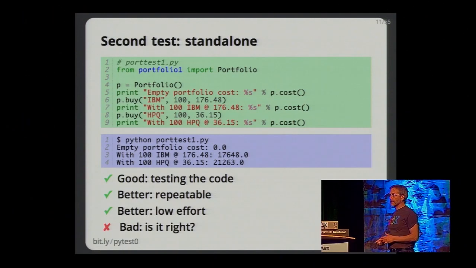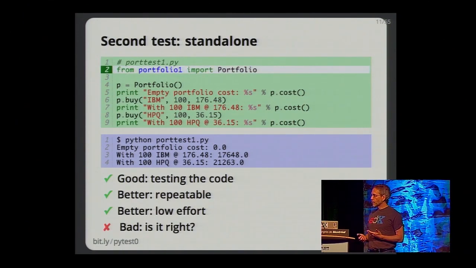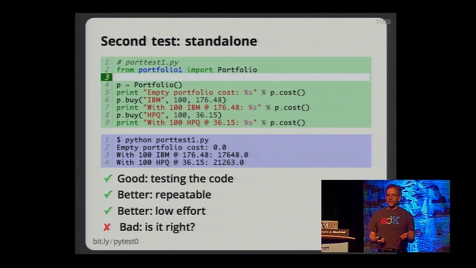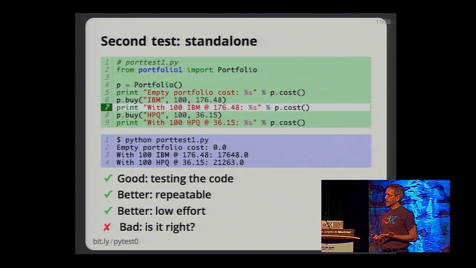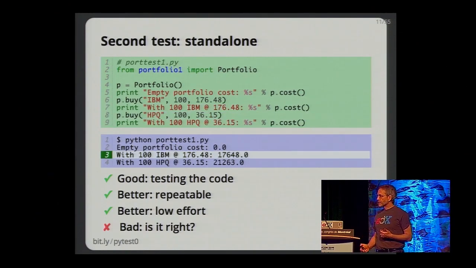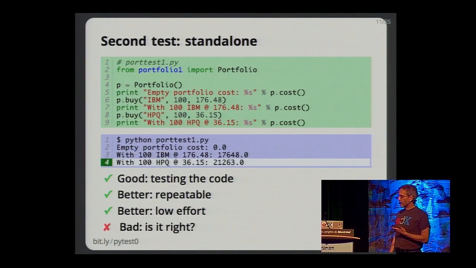The second test, we'll write a Python file, and we'll import our portfolio class, and we'll basically do the exact same things we just did in the interactive interpreter. We'll print out what the cost is of the empty portfolio, and then after we buy 100 shares of IBM. And that's good, and we can see that the price has gone up for the IBM stock, and then after we buy the HP stock, it goes up. So that's good. We're testing the code. It's now repeatable. We can run that Python file anytime we like. It's very low effort. It doesn't take much to run that file, but we still don't know if it's right. We have to look at that output, and is it right that it comes out to 21263? You have to get out the calculator again.